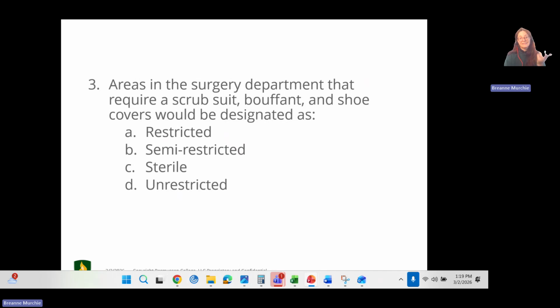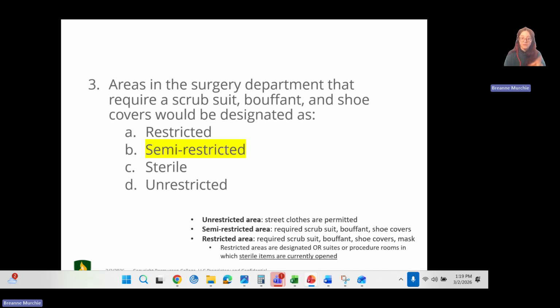That would be designated as semi-restricted. So there is a difference. The unrestricted area, you can wear street clothes. Semi-restricted, you need all of the things that we listed, the scrub suit, the bouffant, and the shoe covers. Restricted area needs a scrub suit, bouffant, shoe covers, and the mask. That is the specific piece for a restricted area. Also sometimes referred to as a sterile area.